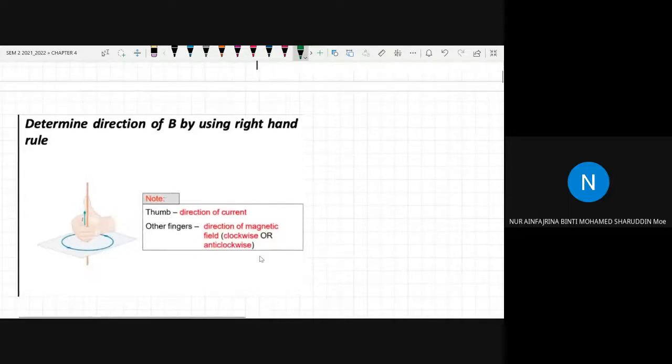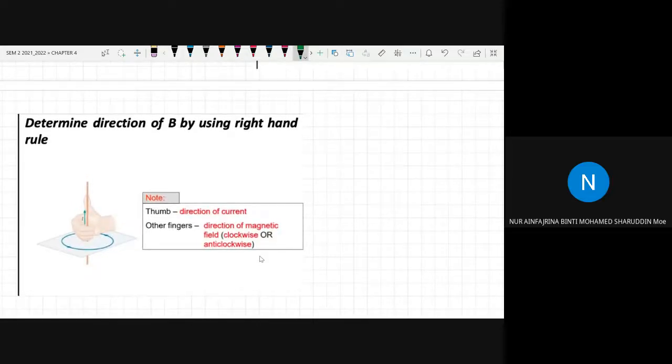Okay, the next part is the magnetic field produced by a current carrying conductor. So this is learning outcome 4.2. It is the magnetic field produced by a current carrying conductor, meaning a wire that has current. So the first learning outcome, actually Miss has already taught this, but I'm going to repeat it very quickly. Okay, determine the direction of magnetic field using the right hand rule. So the right hand grip rule.